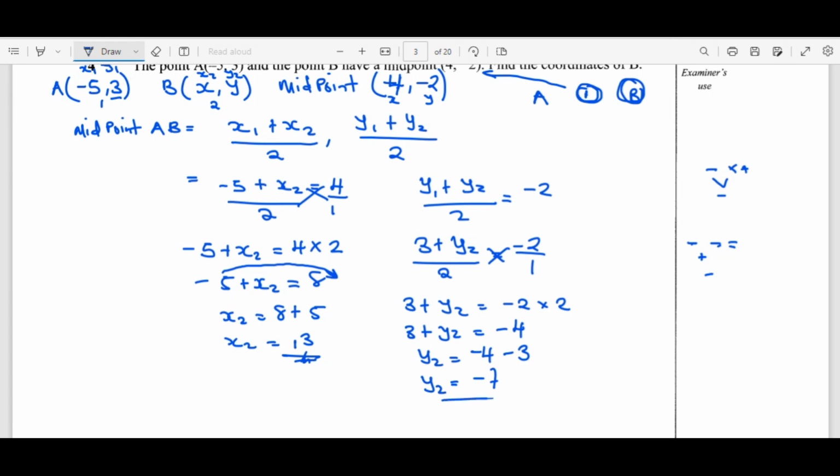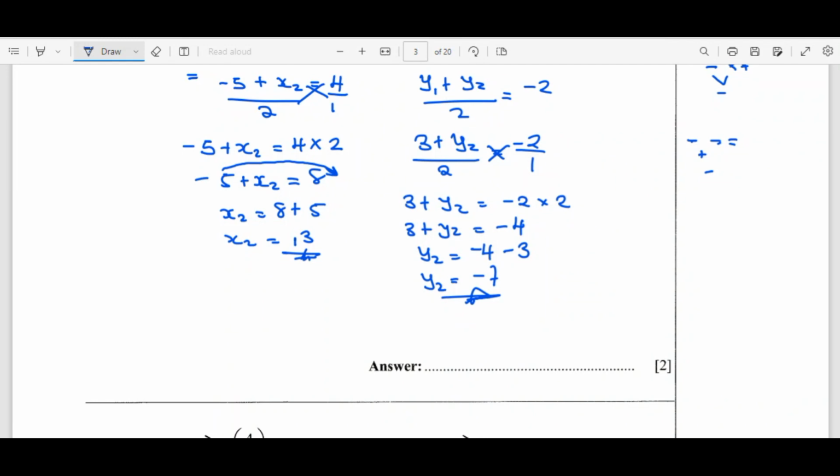So in this case, it means that the coordinates for B, so we have x, which is 13, and then we have y, which is negative 7. So it means that you've answered the question.